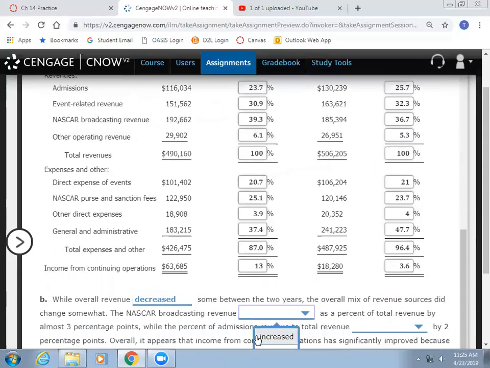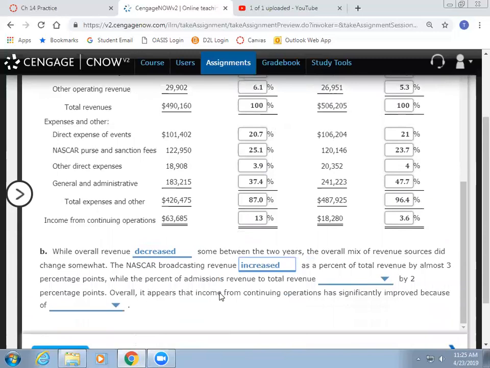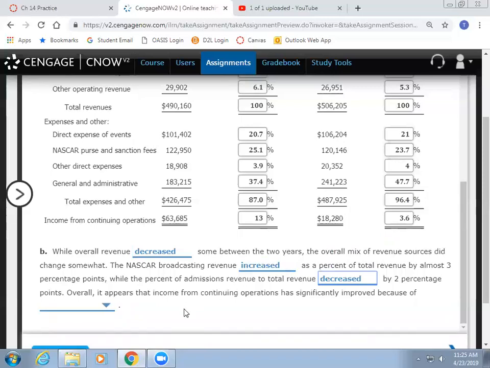So it increased as a percent of total revenue. And admissions revenue decreased by 2%. So revenue did decrease from last year to this year. However, what's important is our net income actually increased significantly. And again, it appears that income from continuing operations has significantly improved because of cost cutting. Okay, aggressive cost cutting to be exact.